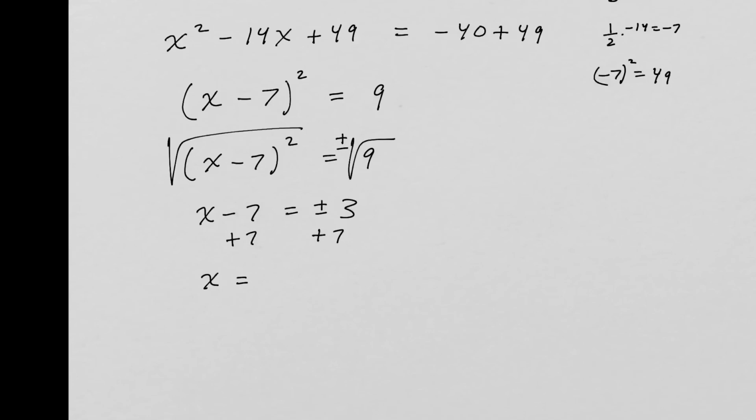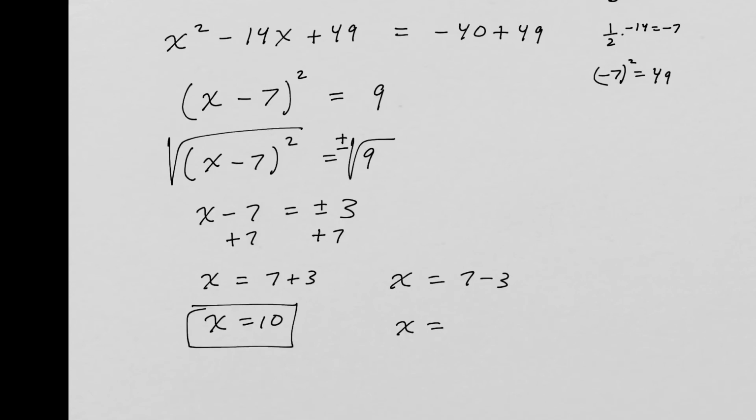So one possibility is x is equal to 7 plus 3. So that gives me x is equal to 10. That's one solution. And the other possibility is x is equal to 7 minus 3. So that gives me x is equal to 4.